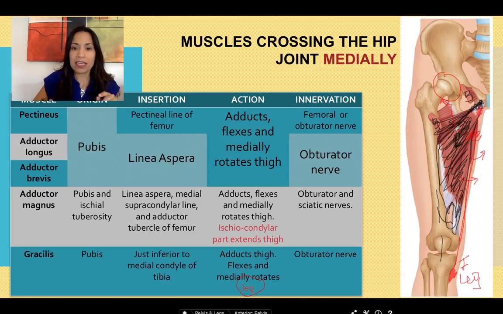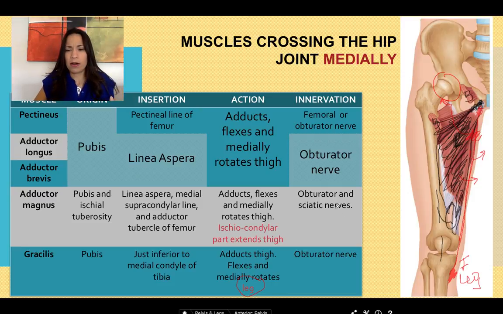All of the muscles again are innervated by the obturator nerve, all of them. The thing is that pectineus, the first one, sometimes can be innervated by the obturator nerve, but usually is innervated by the femoral. And adductor magnus, again, such a big muscle, has two nerves. It has the obturator, but it also has the sciatic nerve providing this muscle. Obturator for the anterior portion, sciatic for the posterior portion.